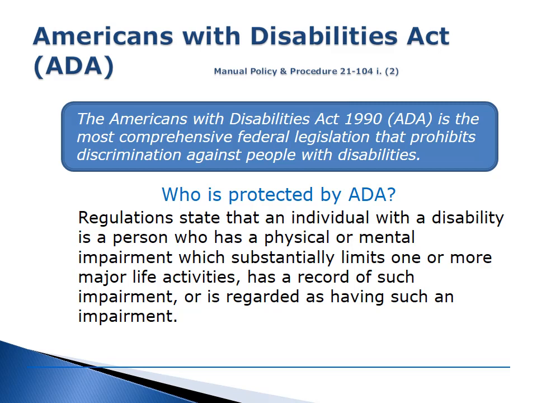Americans with Disabilities Act, also known as ADA. The Americans with Disabilities Act of 1990 is the most comprehensive federal legislation that prohibits discrimination against people with disabilities. Who is protected by ADA? Regulations state that an individual with a disability is a person who has a physical or mental impairment which substantially limits one or more major life activities, has a record of such impairment, or is regarded as having such an impairment.